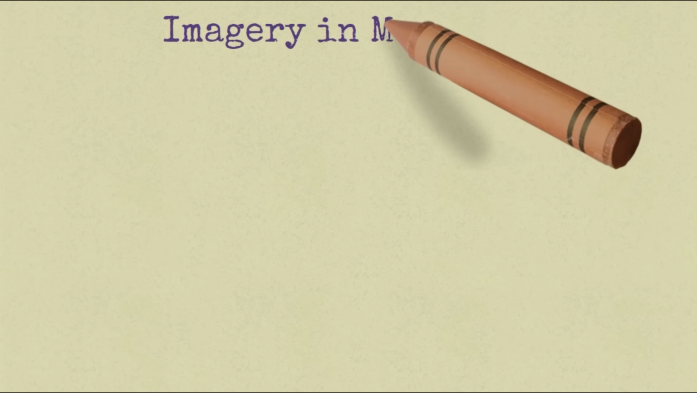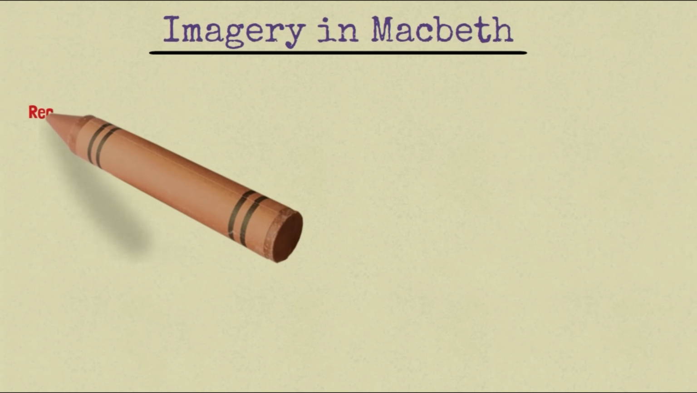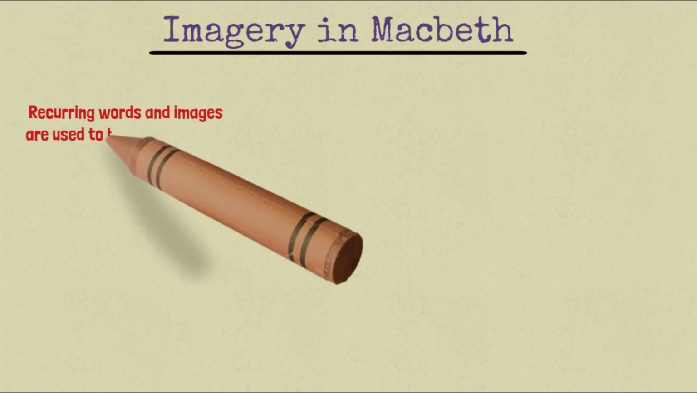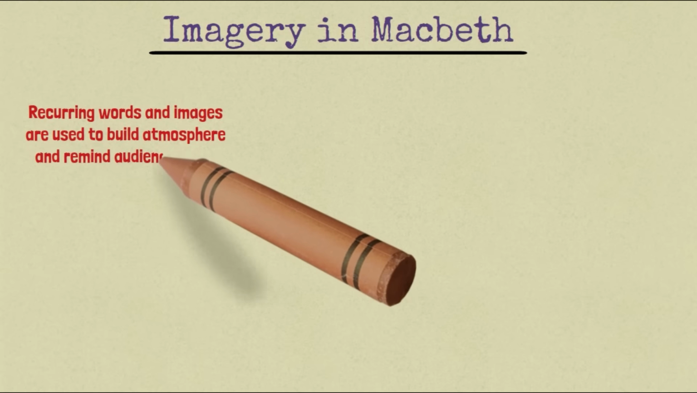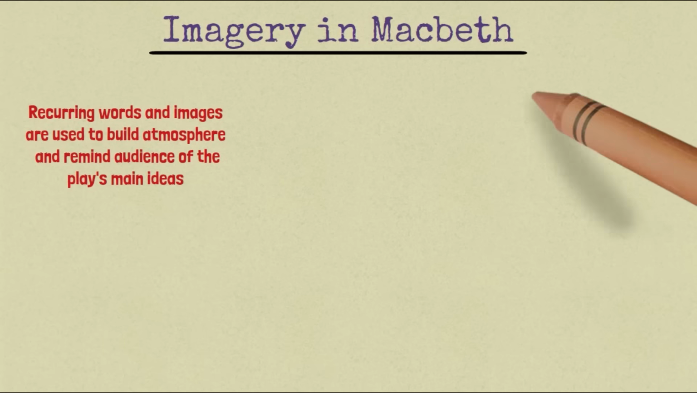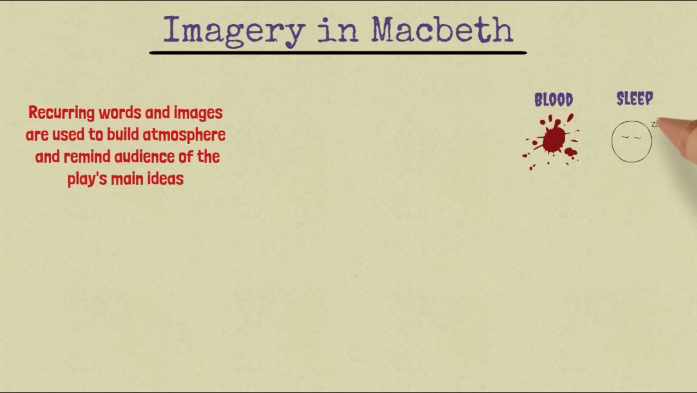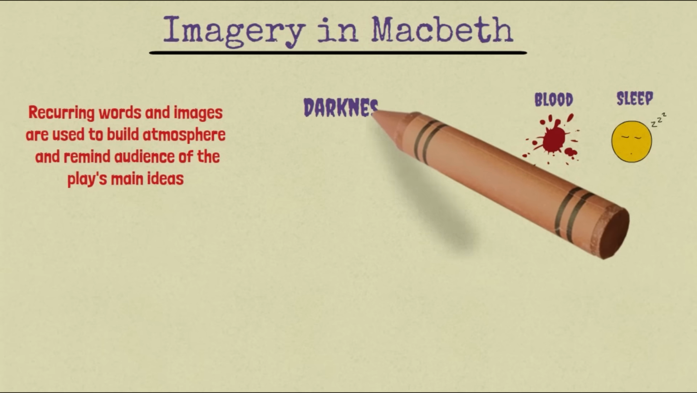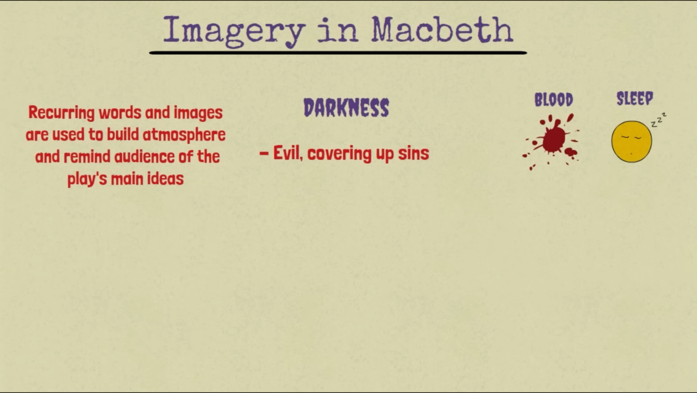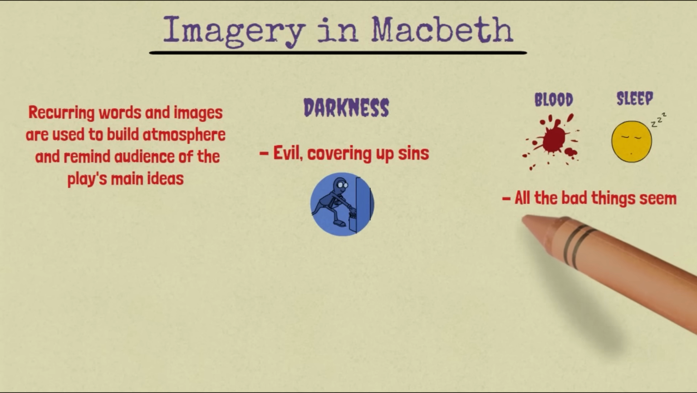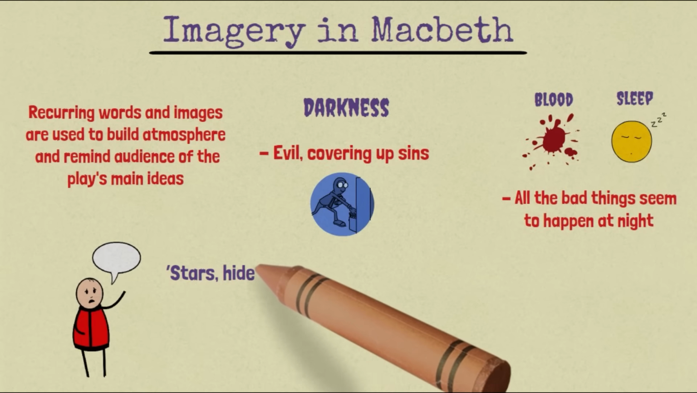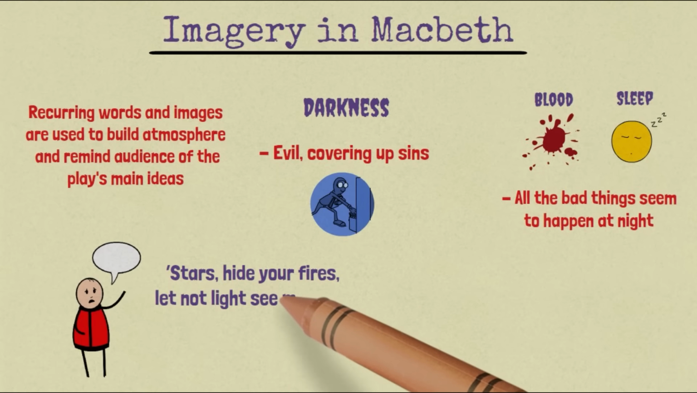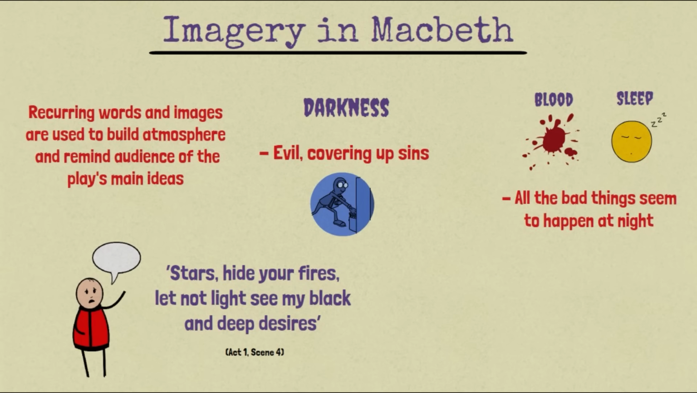Shakespeare uses recurring images to build atmosphere and remind the audience of the play's main ideas. These are called motifs, and I've already talked about two of the most common ones, blood and sleep, in the guilt section of this video. But another important motif is darkness, which represents evil and covering up your sins. It is not a coincidence that all the bad things seem to happen at night, because as soon as he starts plotting Duncan's murder, Macbeth says, "Stars, hide your fires, let not light see my black and deep desires."